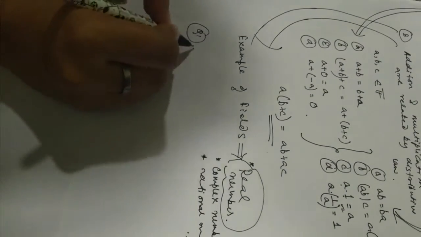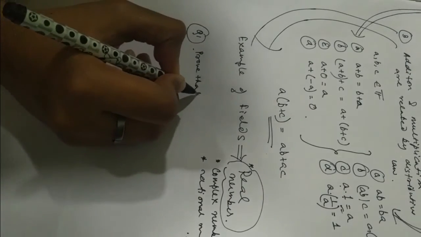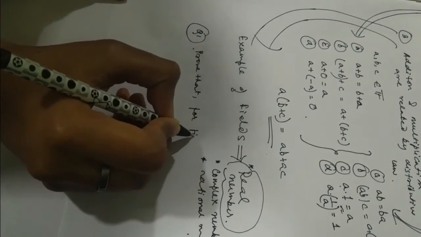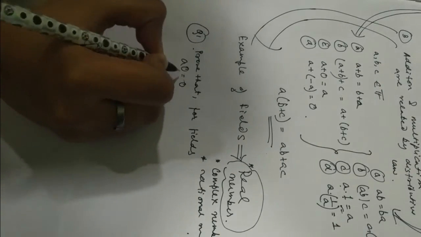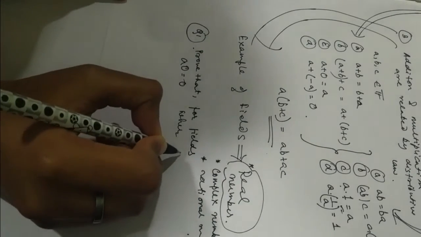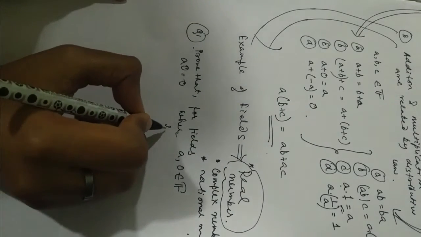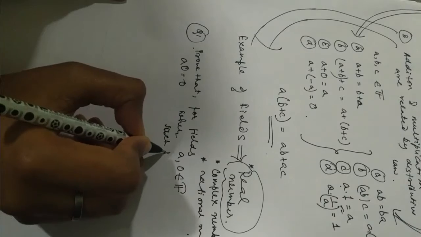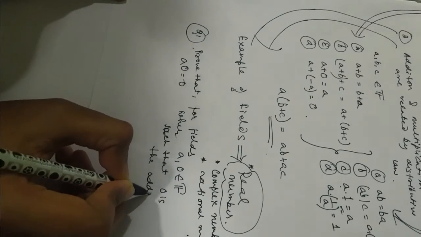Question 1. Prove that for fields, A0 is equal to 0, where A and 0 belong to a field F, such that 0 is the additive identity.